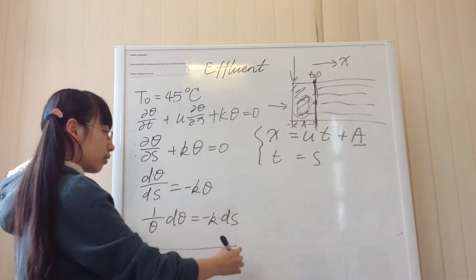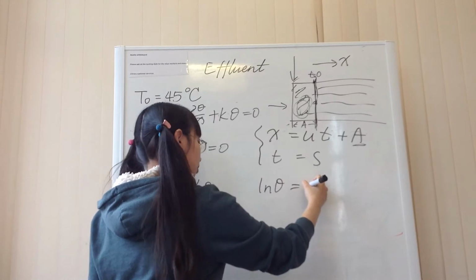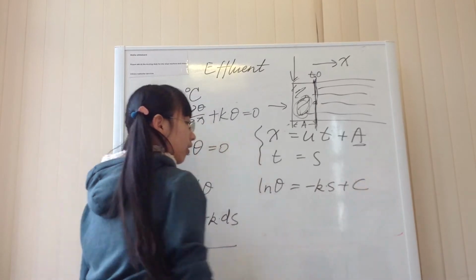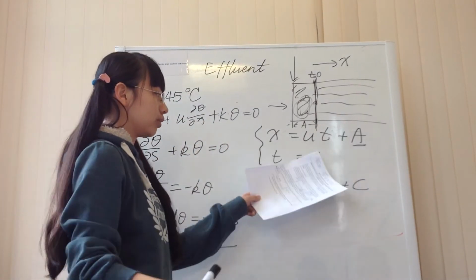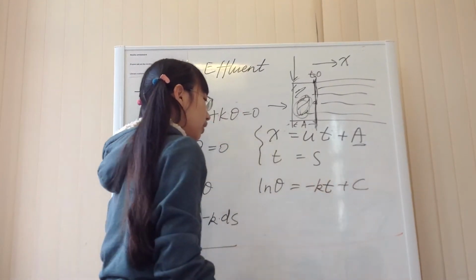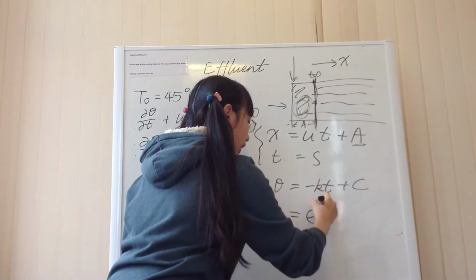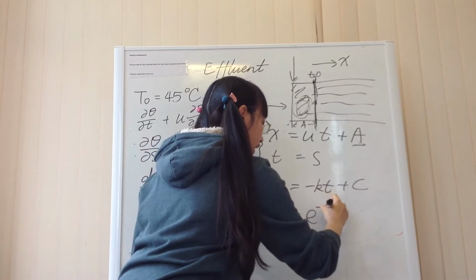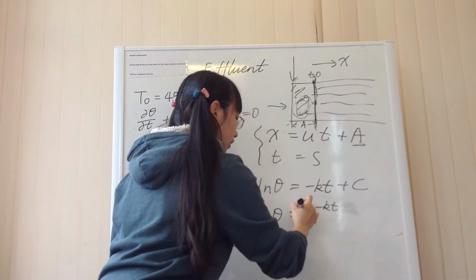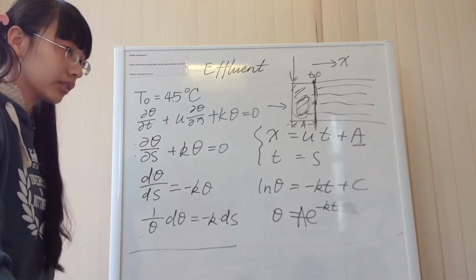And by solving this, you will get log theta equals minus k times s plus another constant, let's call it c. And we said t equals s, so you can substitute here by t. And then you will get the equation theta equals e to the power of minus kt plus c. And basically, you can put it at the front. You get this value. So that's how you solve it.